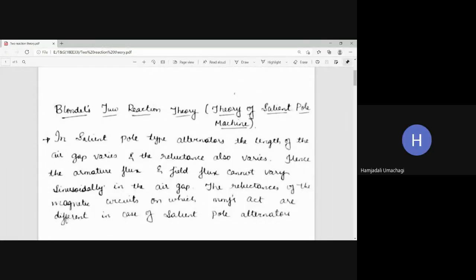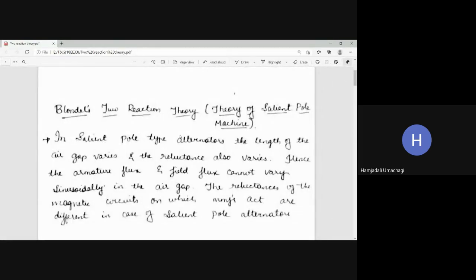Dear students, in today's class we'll discuss Blondel's two-reaction theory, or theory of salient pole machine. It is one of the important VTU questions which will be asked for 8 to 10 marks in the final VTU exam. Okay, so let us see the description here.